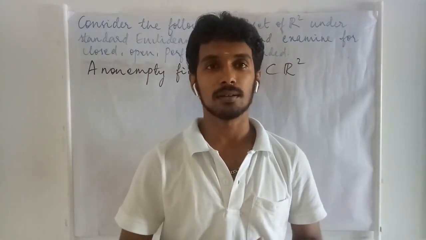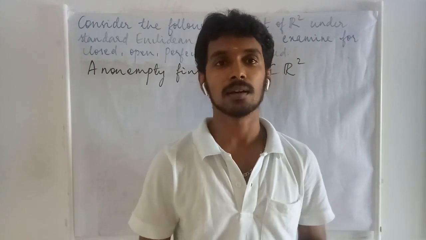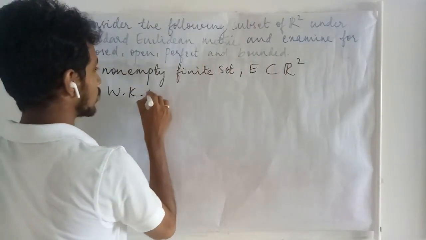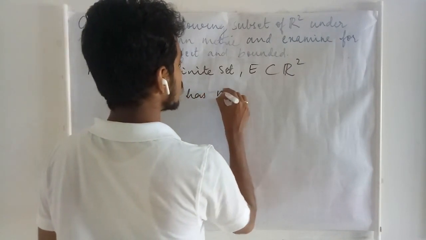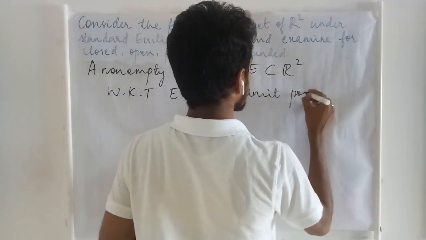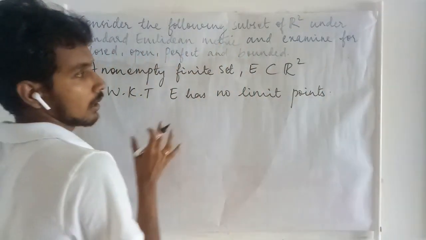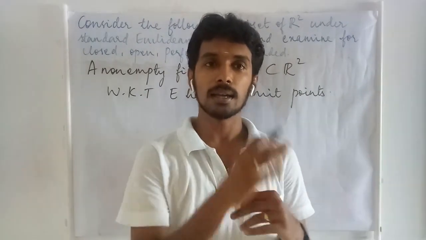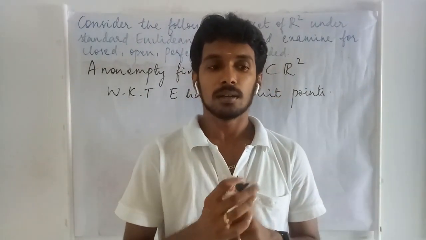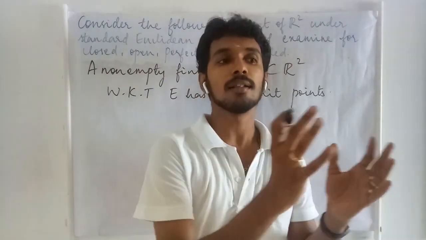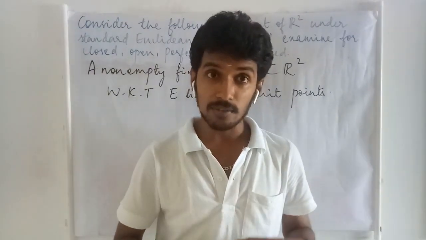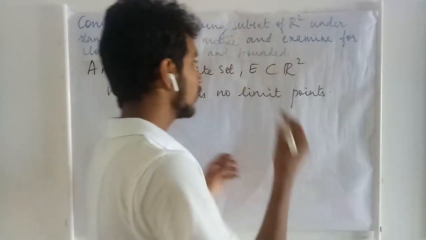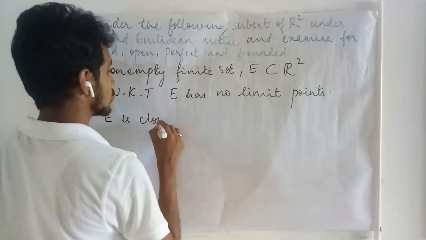We have seen in one of the previous lectures that a non-empty finite set has no limit points. That is, we know that this E has no limit points. If it has no limit points, then we can come to the conclusion that the set is closed. In that video also, I have told you that in order to be a closed set, all those limit points have to be members of the set. If at all we have some limit points of that set, we can talk about it. Since we do not have any limit points, we don't need to bother about it. We can come to the conclusion that this set E is closed.